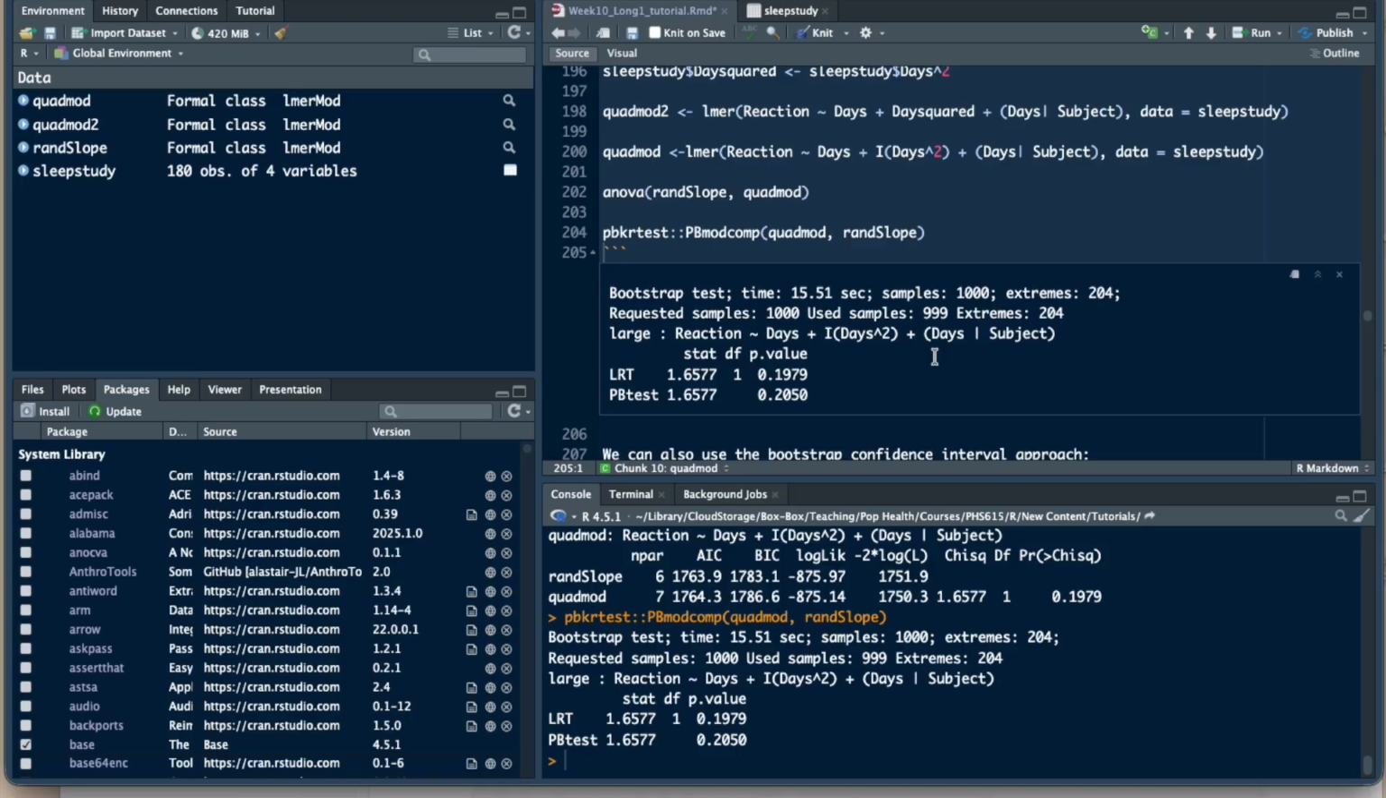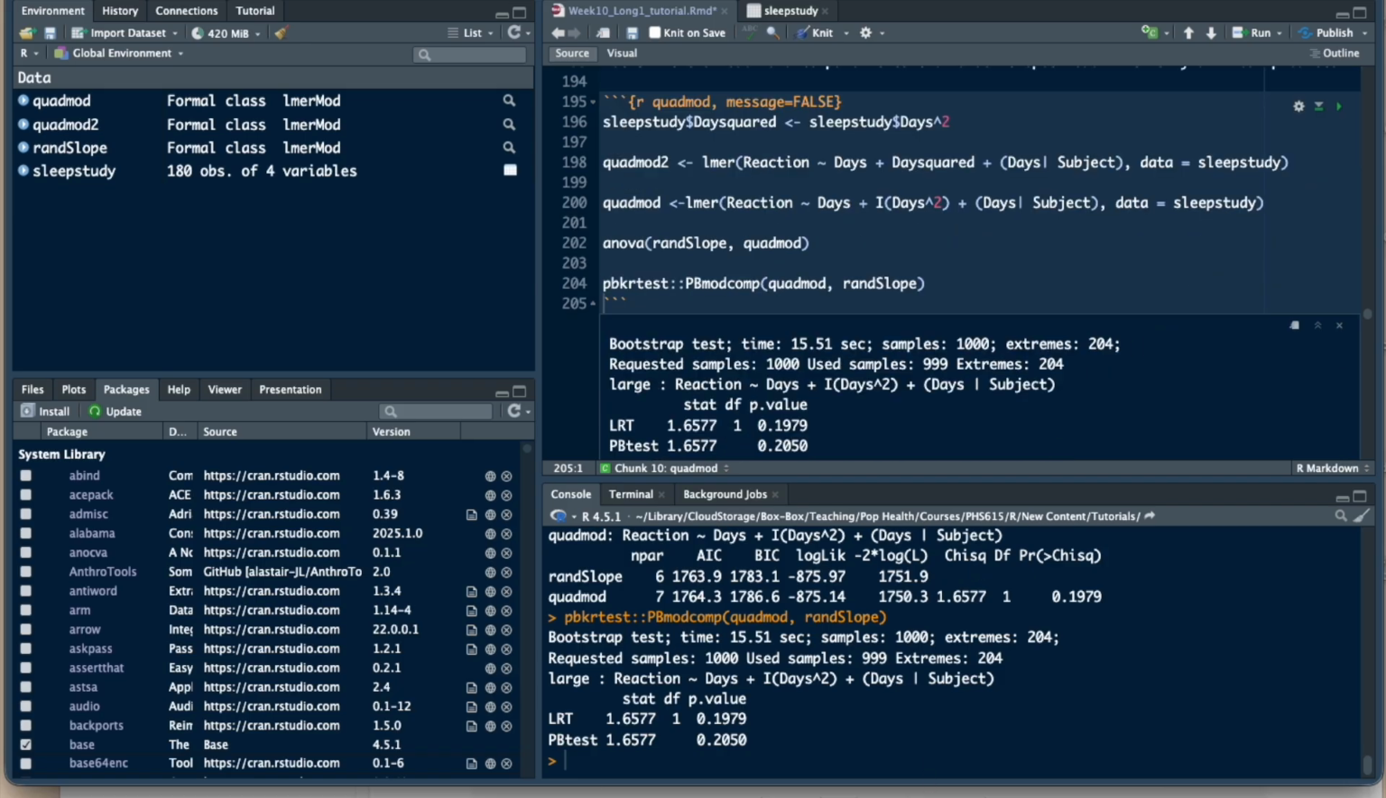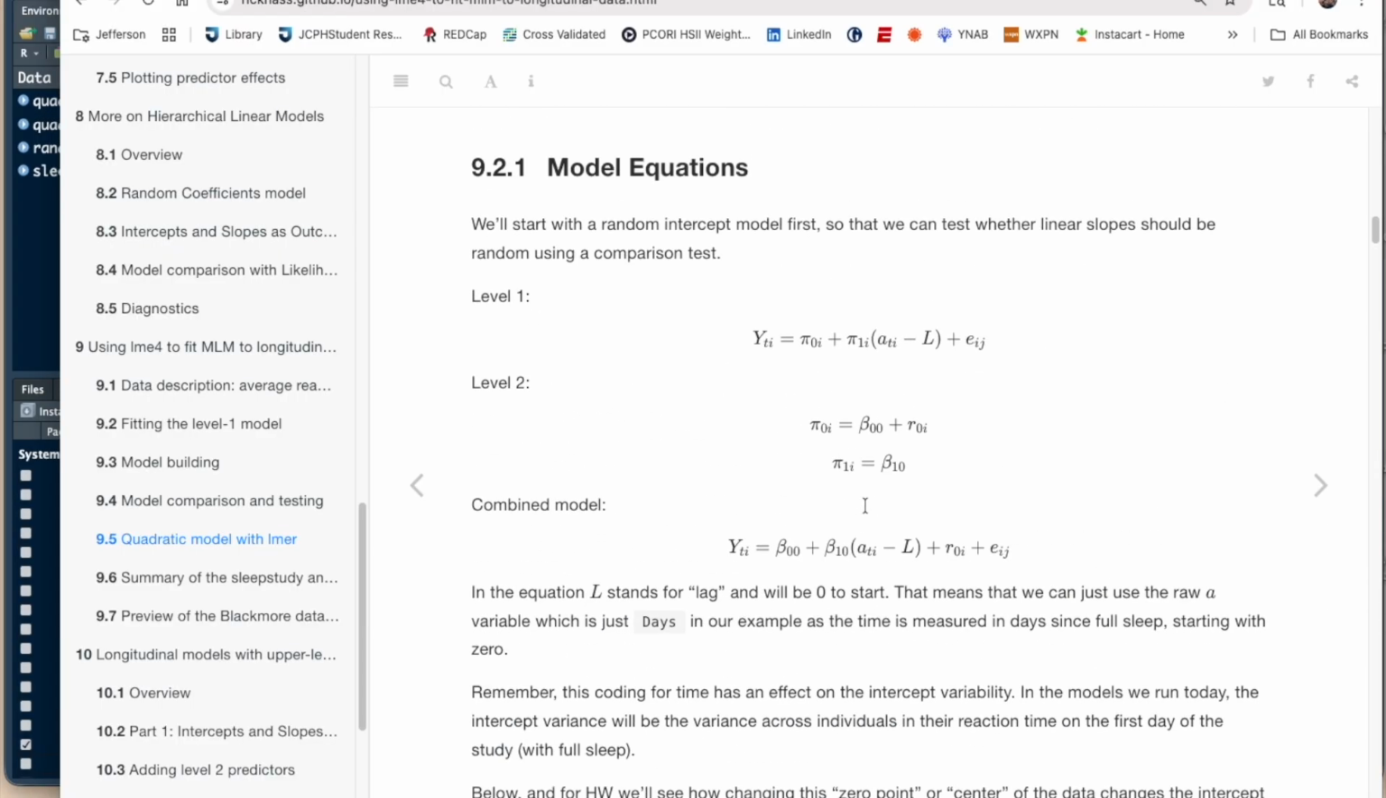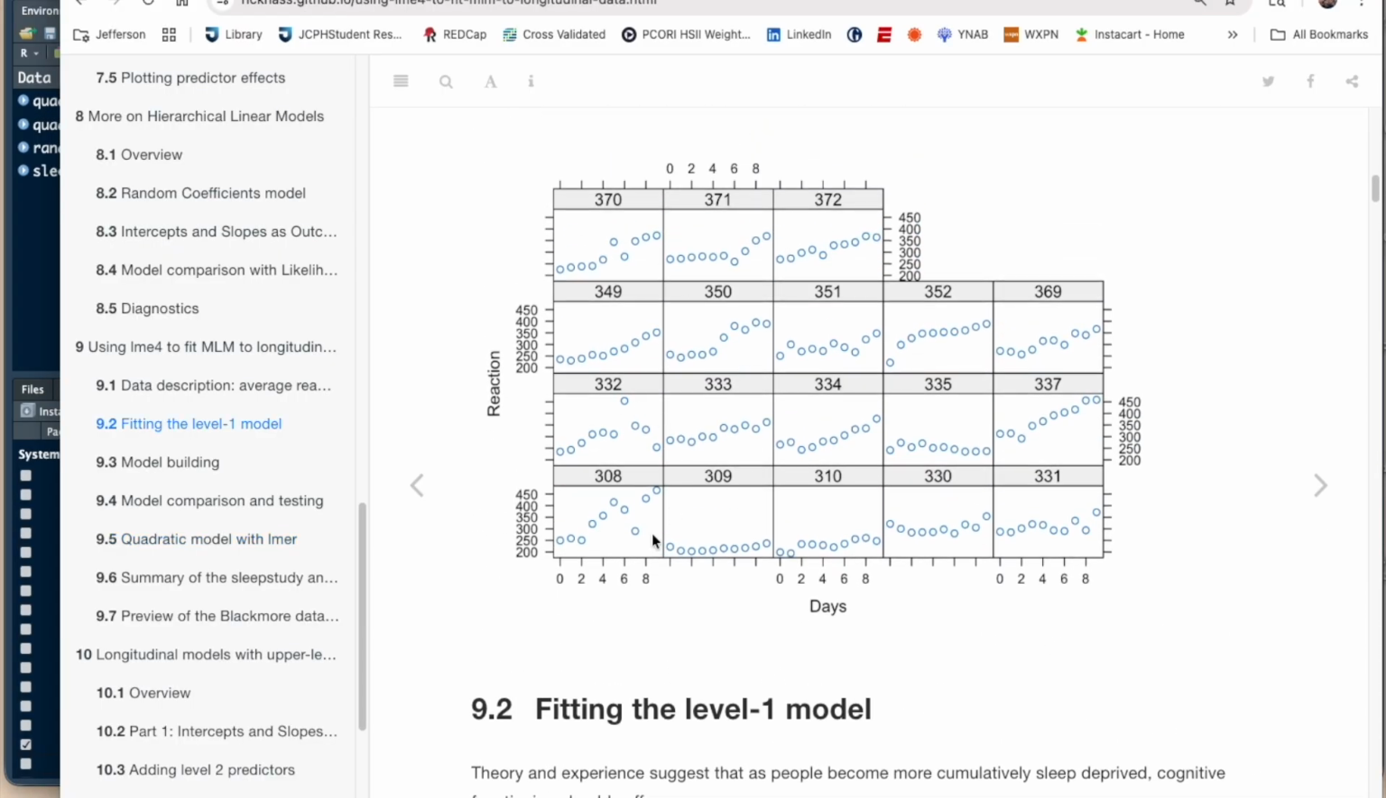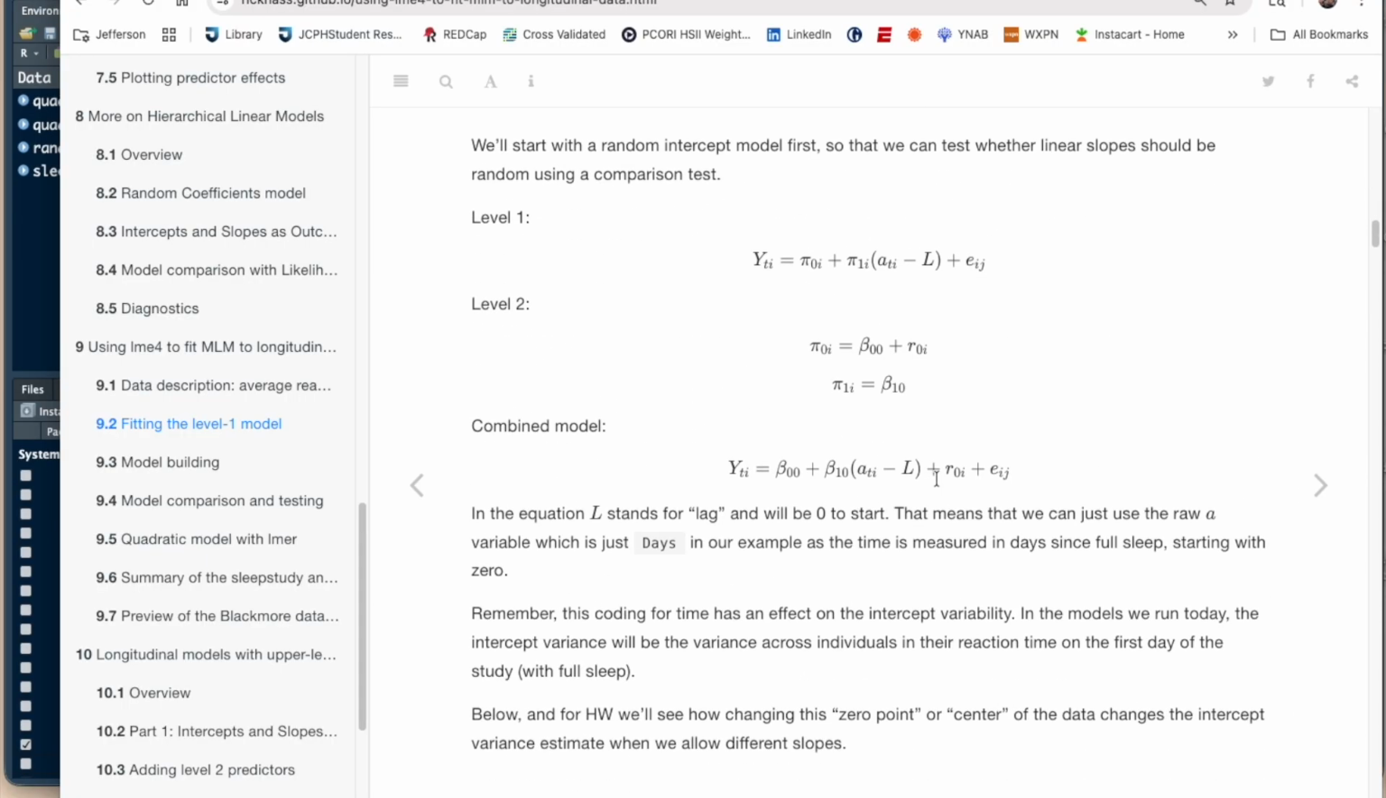So in both of these cases, we really don't have evidence that the quadratic effect adds very much. So if I was building my model and I wanted it to be accurate, I would drop it. I would say, okay, yeah, there is that nonlinearity. I see it here, but there's not enough of it to suggest it's not just some noise. A linear trend generally fits pretty well to each person.